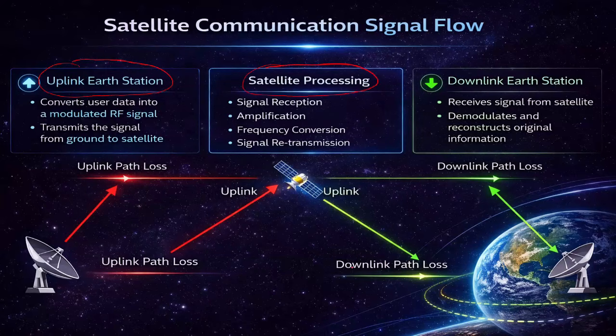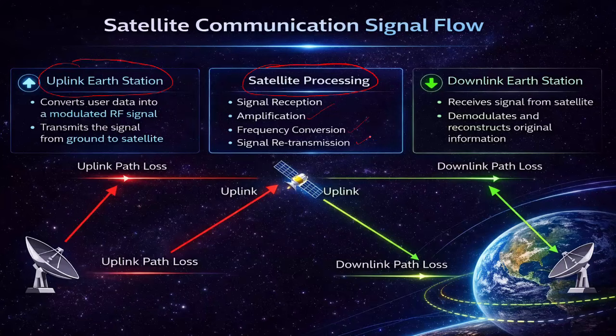So once the signal reaches the satellite, it performs several key functions. It receives the signals, amplifies them, converts them to a different frequency, and then retransmits them back to the Earth. So this enables communication over large distances.